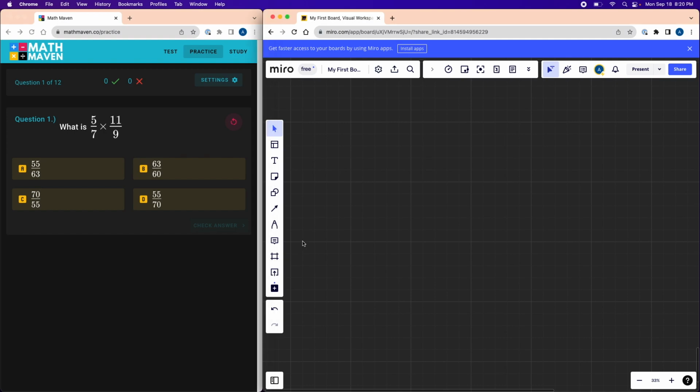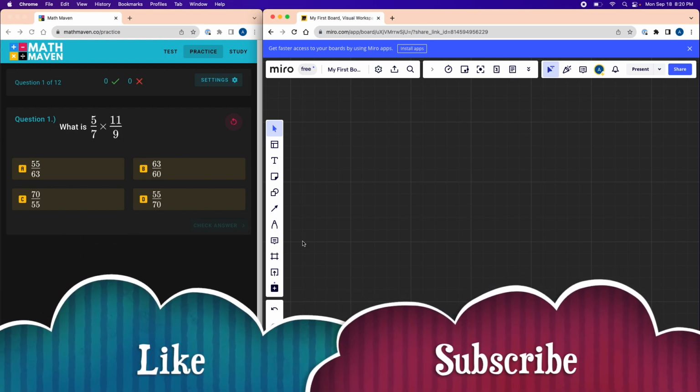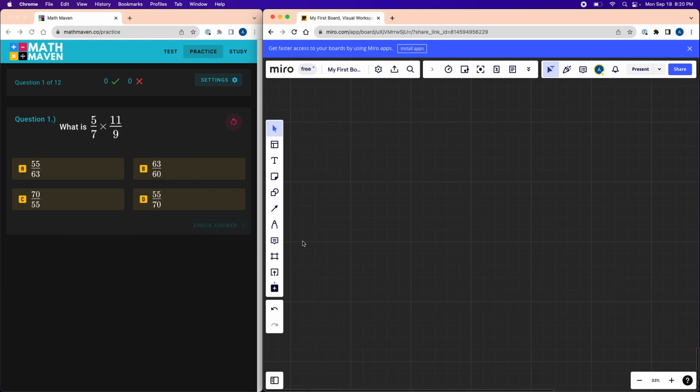Question 1 here is a multiplication problem. What is 5/7 times 11/9? So press pause and try this one out on your own. Hopefully you pressed pause and tried that out on your own, and let's work through it now. This one is saying we have 5/7 times 11/9.